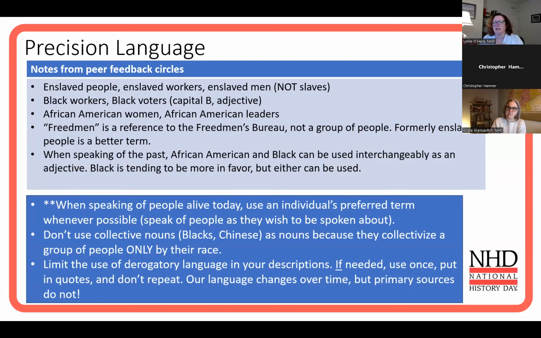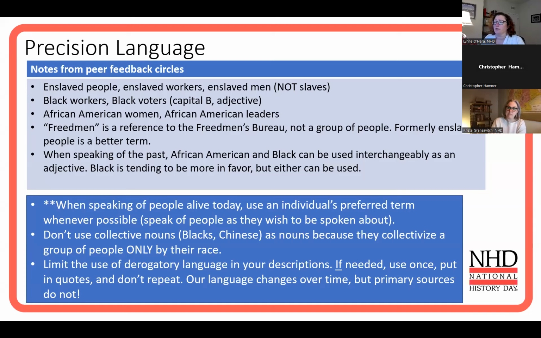One of the things that we like to talk about here at History Day is precision language, and we're working on some new resources that'll be coming out this spring. One of the big shifts, and I know that the books on my shelf don't use this terminology, but the new books are, is that we're shifting from using the term slave to using the term enslaved person, enslaved workers, enslaved women, enslaved children.